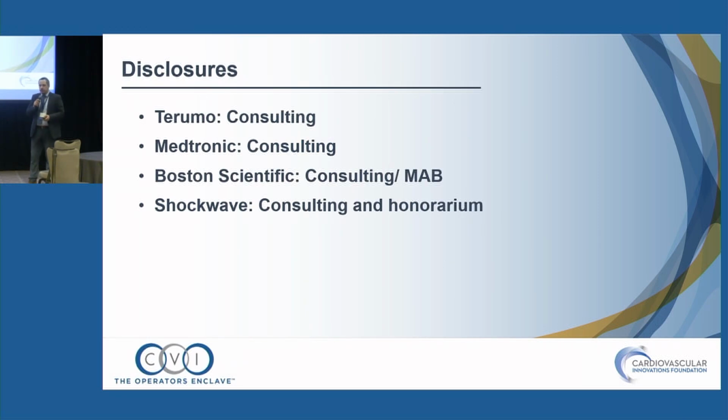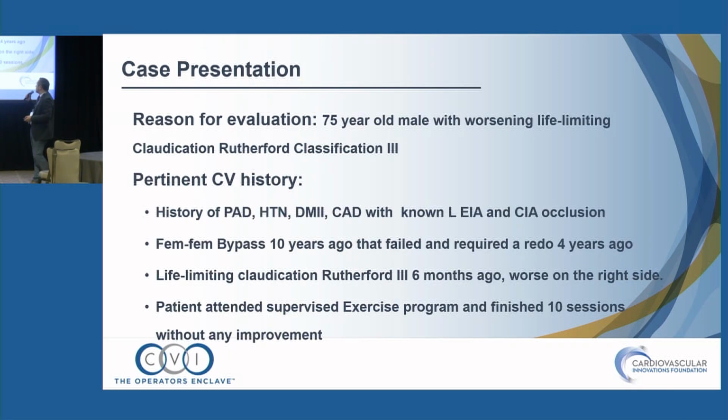This is my disclosures. So this is a 75-year-old gentleman who came to us for worsening, life-limiting claudication, Rutherford 3. He had a history of PAD, hypertension, coronary artery disease. He has a known left external iliac and common iliac occlusion. 10 years ago, he had a fem that lasted for 6 years, required another fem operation 4 years ago, and he did well for a while. 6 months ago, he started having the same symptoms, and he came to us for evaluation.